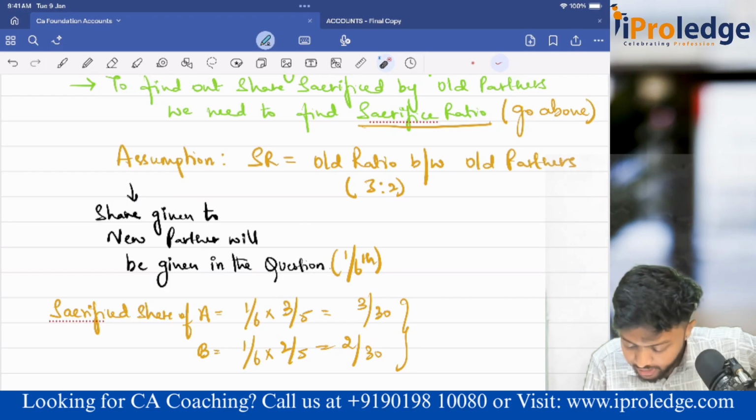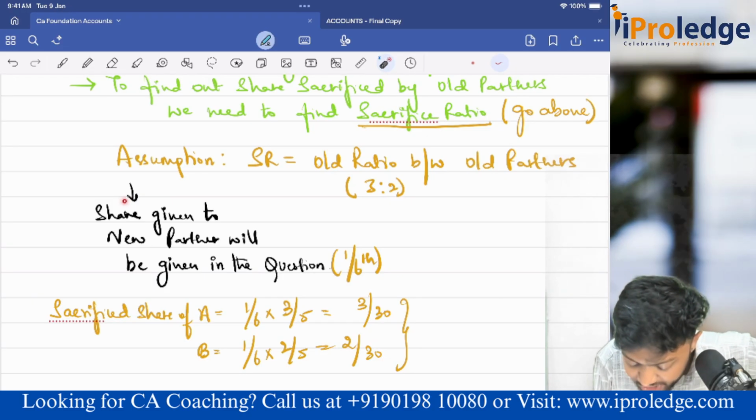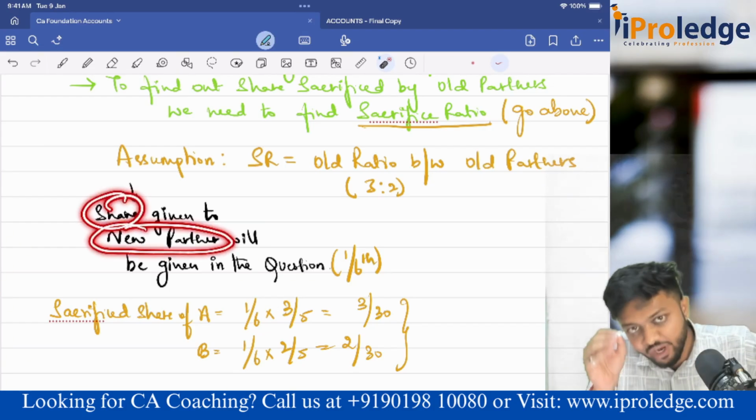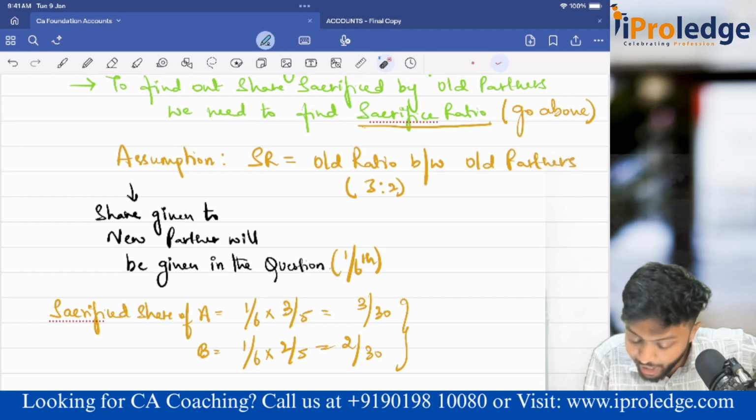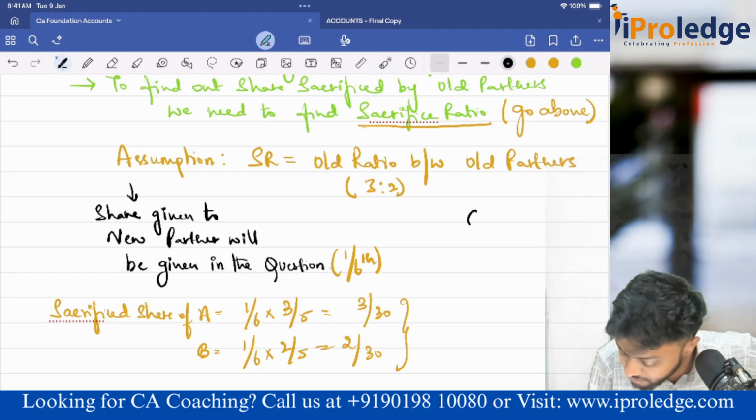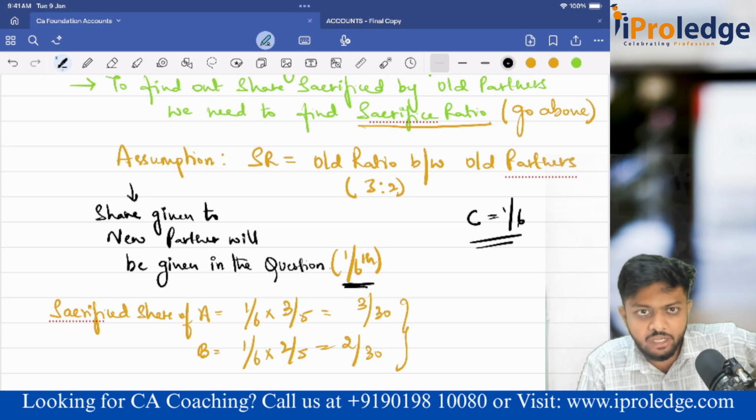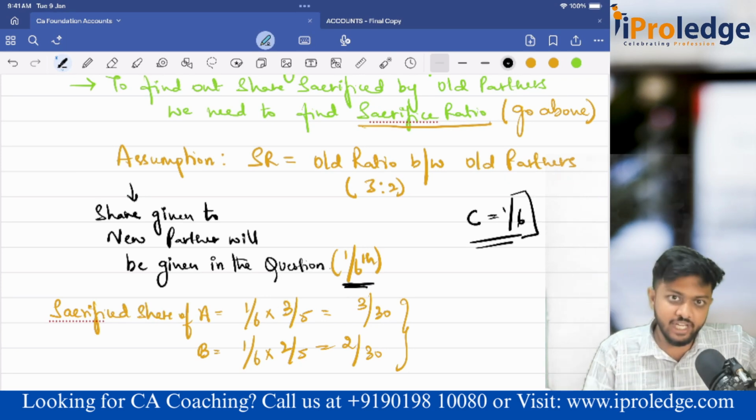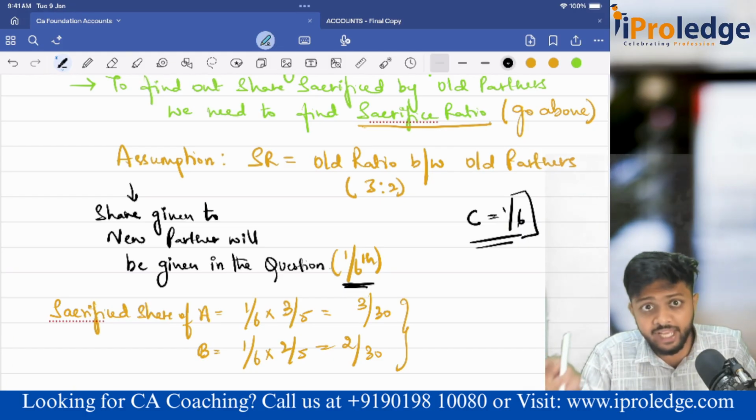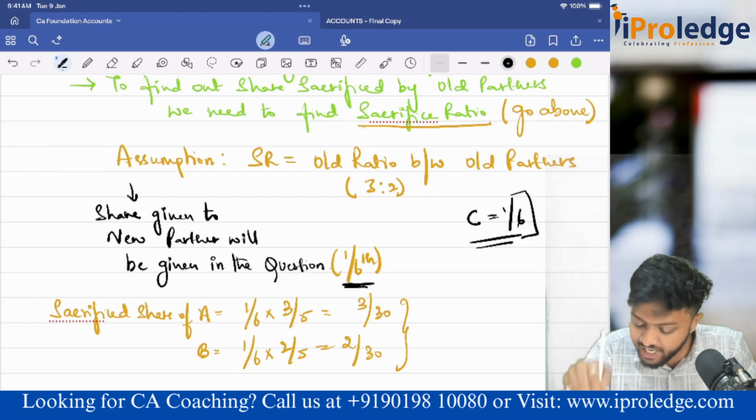Now, one more thing they would have given in the question is how much share we have given to the new partner. At least they should have given it in the question. 100% they would have given. Now I am telling that to the new partner C, we have given a share of 1/6. For 1/6 of the total share we are admitting Mr. C. So this 1/6 share we have given to C will be sacrificed by the old partners in their sacrifice ratio, which in our case is 3:2.